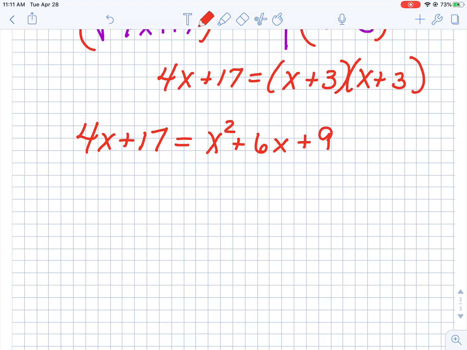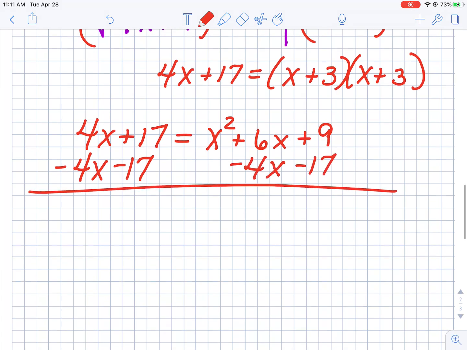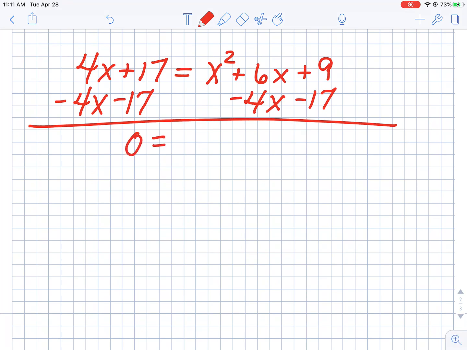Okay? All right, I'm going to subtract 4x from both sides, and I'm going to subtract 17 from both sides because this is a quadratic, and so we need it equal to 0. So now we have 0 equals x squared + 2x − 8. Now again, here's where factoring comes in. If you didn't learn how to factor, I really recommend you go learn how to factor. It's going to cause you problems from now and forever.